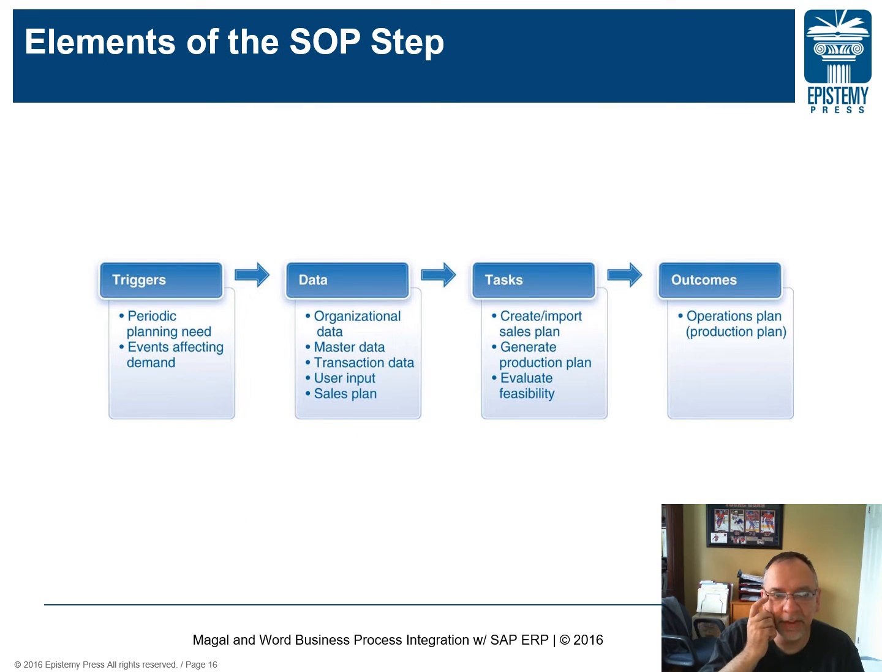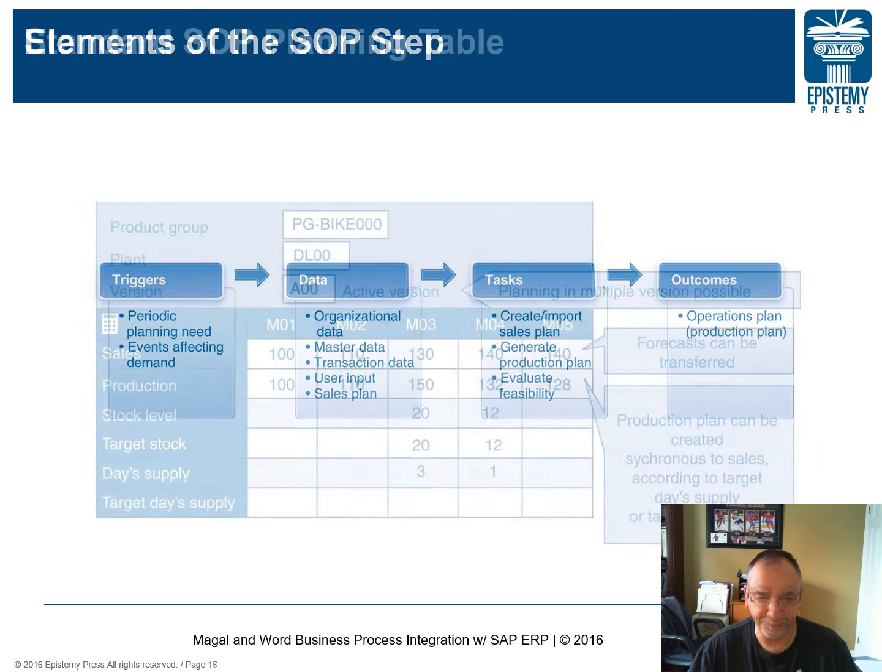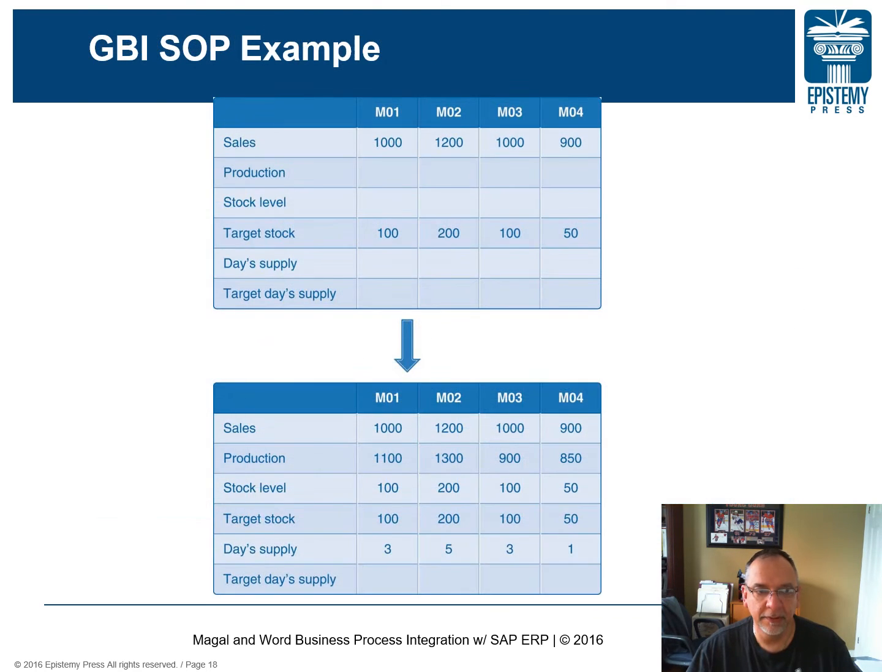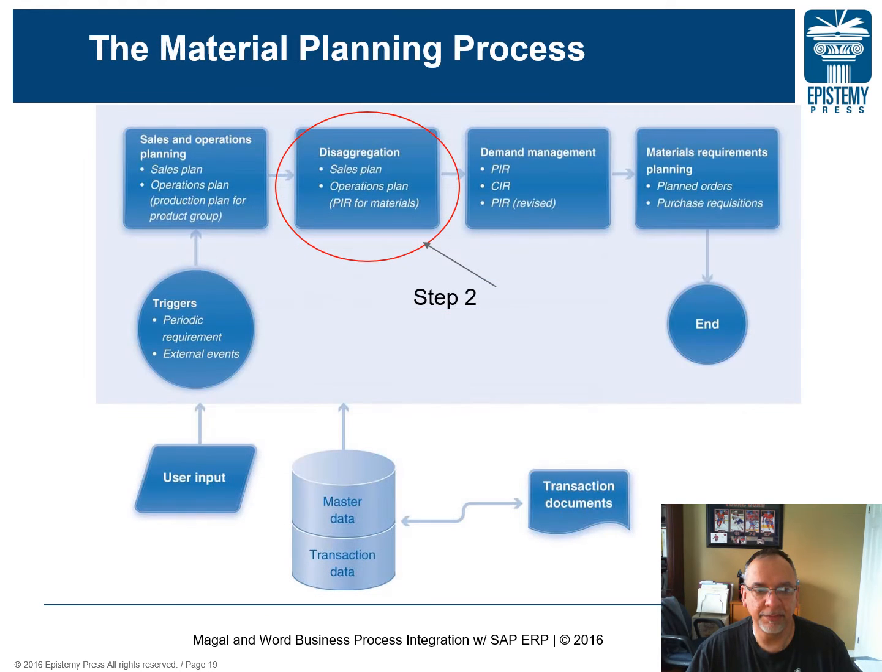So here's the elements of an SOP, triggered by a need. Obviously there's a number of sales data, transactional data, user input to create a production plan, and the outcomes are an operational plan. Here's some more examples from the GBI perspective. Then we go to the disaggregated plan.